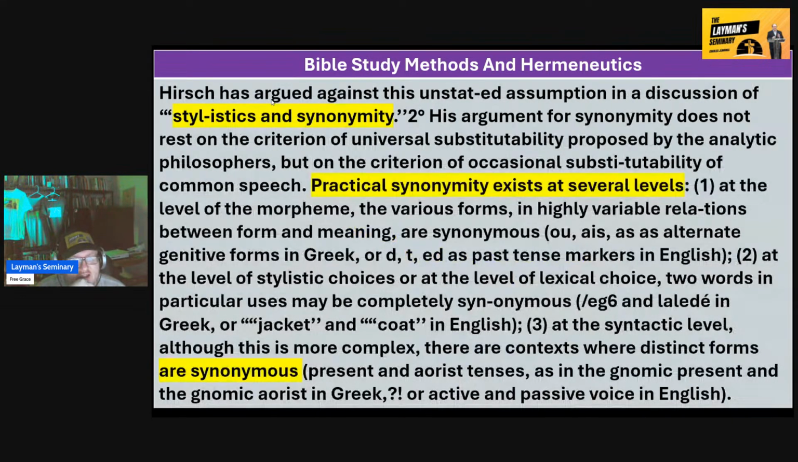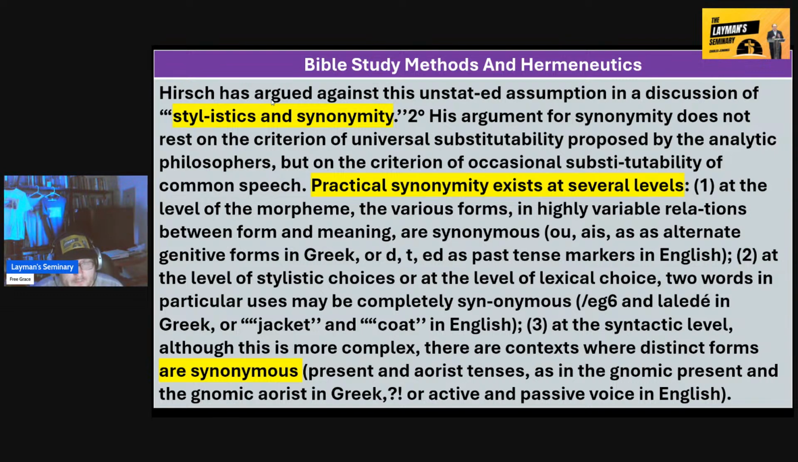Hirsch has argued against this unstated assumption in a discussion of stylistic and synonymity. In other words, synonyms. His argument for synonymity does not rest on the criterion of universal suitability proposed by the analytic philosophers, but on the criterion of occasional suitability of common speech. In other words, practical synonymity exists at several levels. At the level of the morpheme, that's the parts of a word, the various forms and highly variable relations between form and meaning are synonymous, like -oos as an alternative genitive form in Greek, or -t and -ed as past tense markers in English.